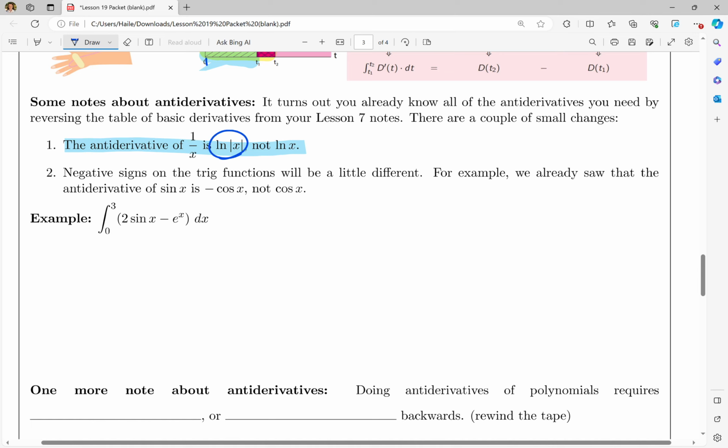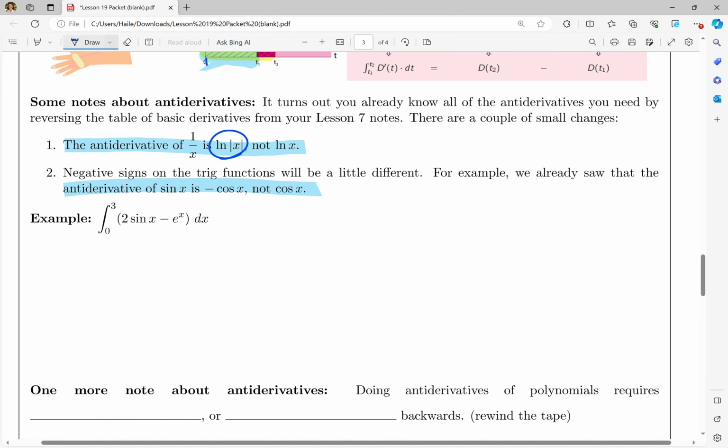Okay, so that's really important. Don't forget that. The other thing, we kind of talked about this a little bit, is negative signs on the trig functions will be a little different. For example, we already saw that the antiderivative of sine is negative cosine and not cosine of x. That's going to happen with all of your non-co-trig functions. Now they're all going to be the negative antiderivatives, whereas your co-functions were the negative derivatives. Okay, so let's dive into an example, because I think that's when all of this theory is really going to come together and make sense.